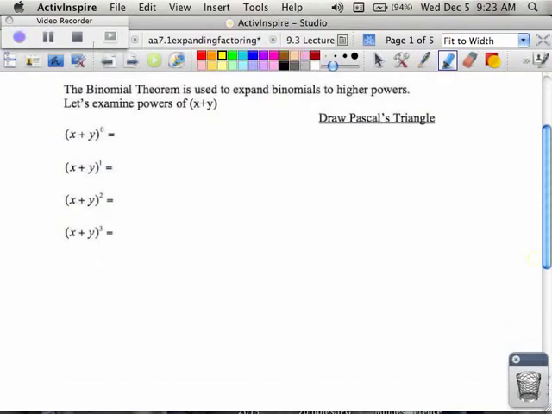So let's take a look first at x plus y to the 0 power. Anything to the 0 power is 1. If I look at x plus y to the first power, that would give me x plus y. If I look at x plus y squared, I get x squared plus 2xy plus y squared.